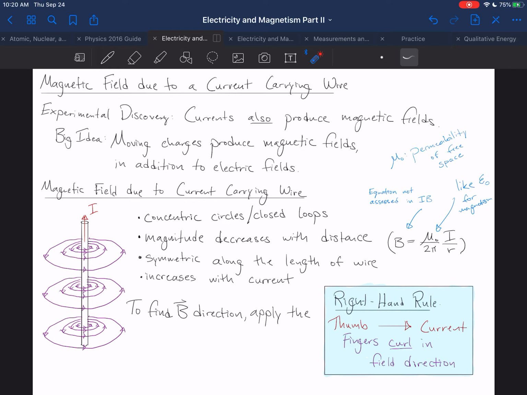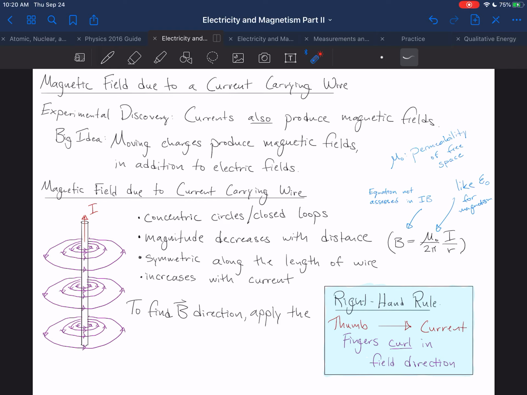So what do I mean by a current? Eventually I will mean simply moving charges. And the big idea is that moving charges produce magnetic fields in addition to electric fields. When you have a moving charge, you get a magnetic field. Straight up, full stop, that's the source. And so when we have these bar magnets, we're going to have to fundamentally explain it in terms of this.